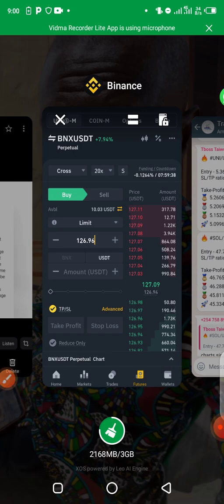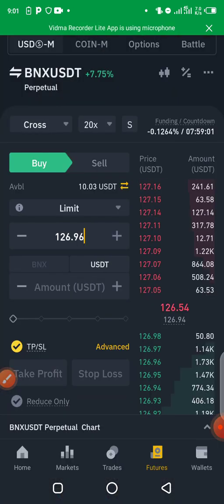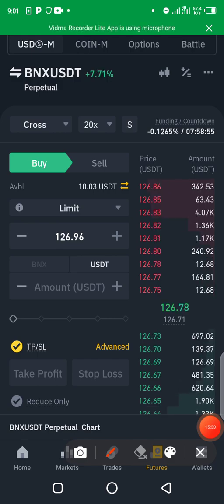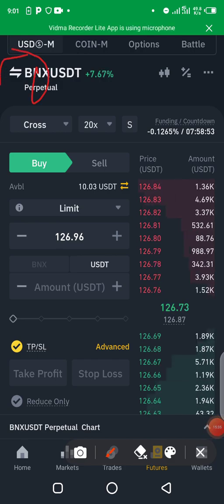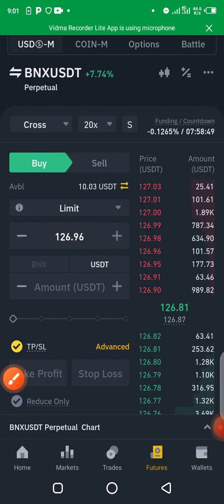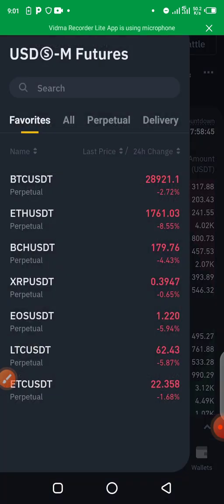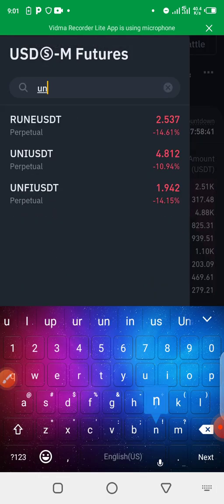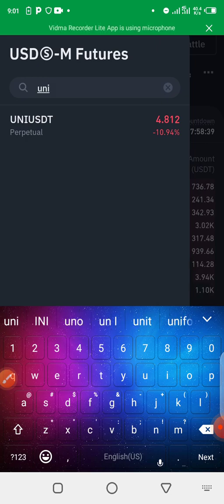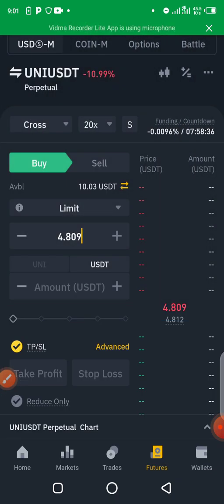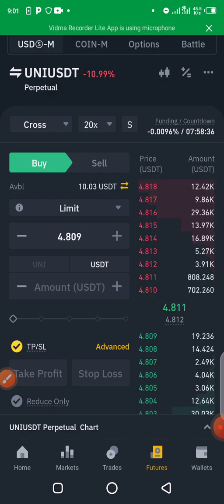and first thing to do is to search for the coin pair. I've told you when you want to search for the coin pair, you click on this place. When you click on this place, you search for UNI. You can see UNI USDT. Then you click on it. Now, when you click on it, it opens like this.